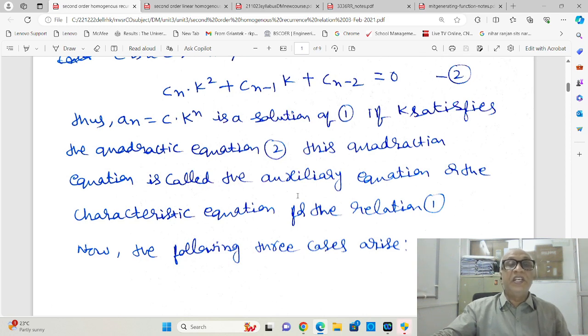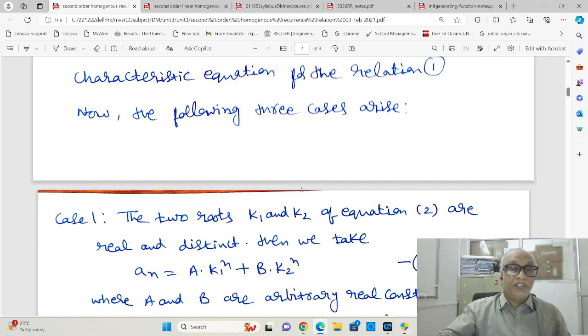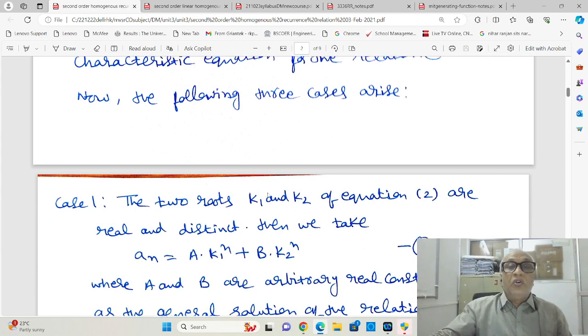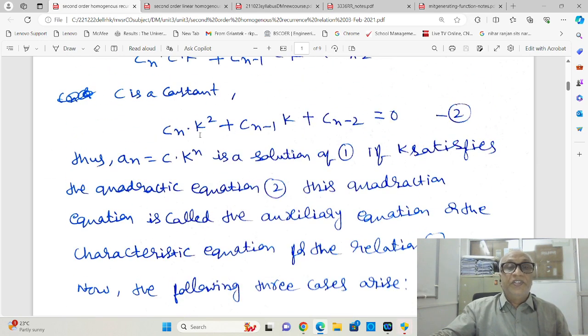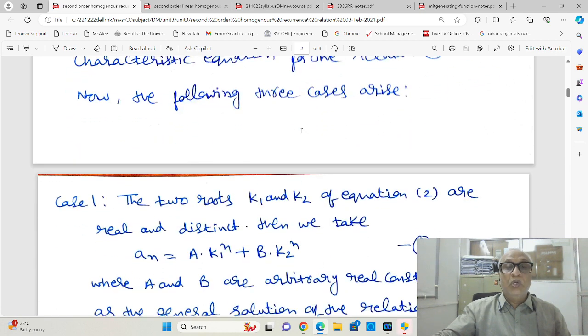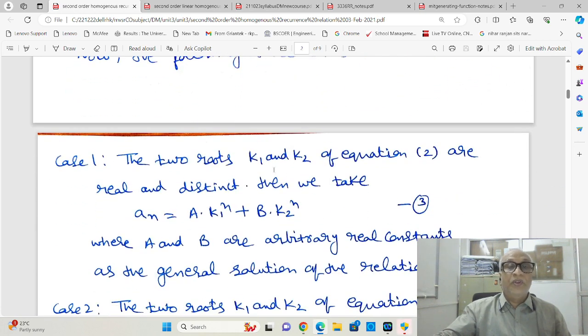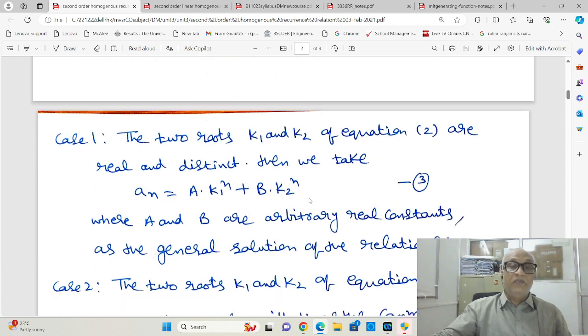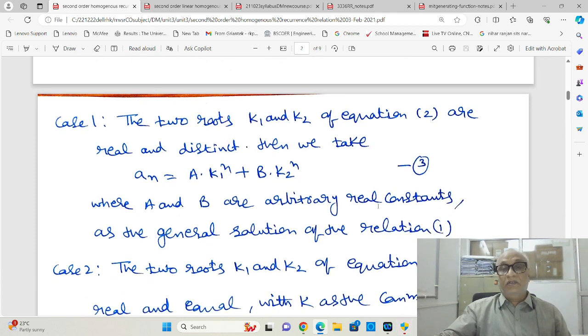For the solution there will be 3 cases. Case number 1, the two roots. This is our form, right? From this we need to find the roots. There will be 2 roots, right? k1 and k2. In case 1, if the 2 roots are real and distinct, then the solution will be an equal to a k1^n plus b k2^n. Here a and b are arbitrary real constants, as the general solution of the relation 1.